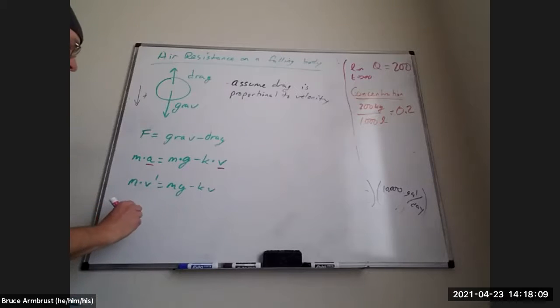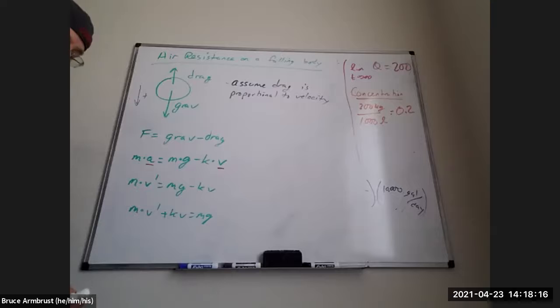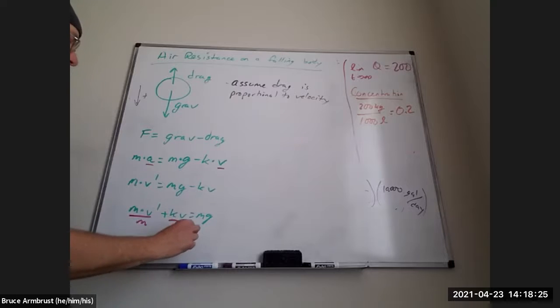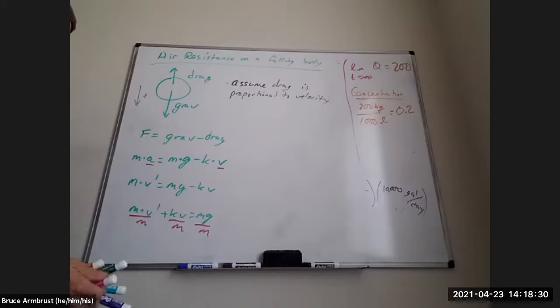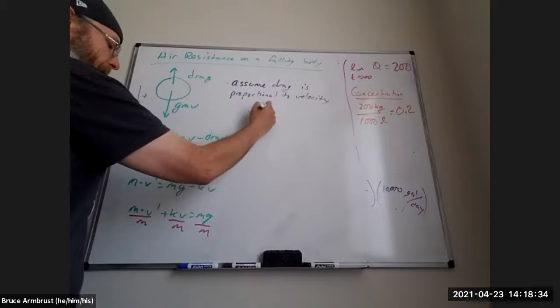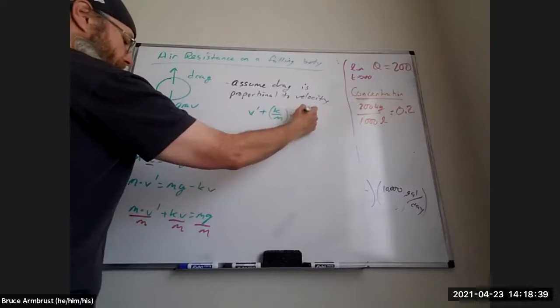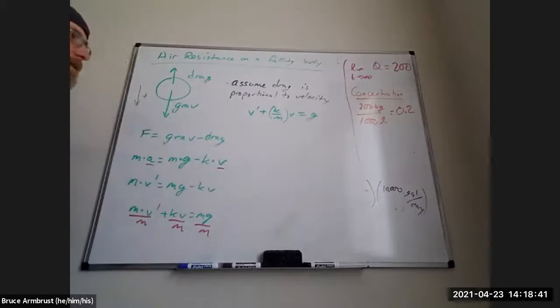So if I rewrite this in the form that we're used to, you recognize that this is linear first order. So I probably want to do one more thing just to make it the form that we want. Remember, it's best to have just a v prime by itself. So we'll divide by m. And so this differential equation now looks like v prime plus k over m times v equals g.